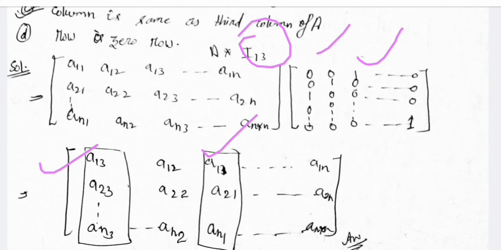Now our third option is correct, meaning that the first column is the same as the third column of A. Okay. Now come to the next question.